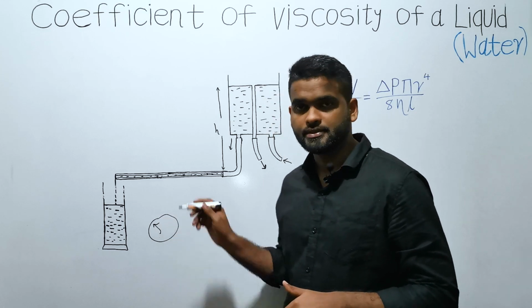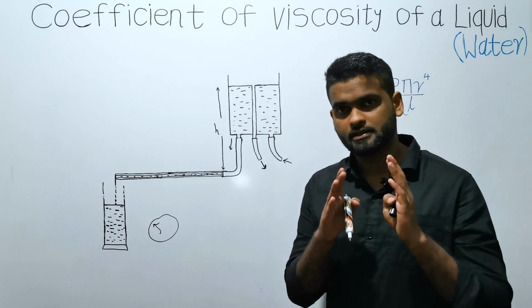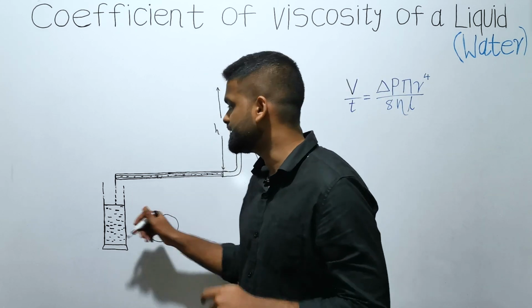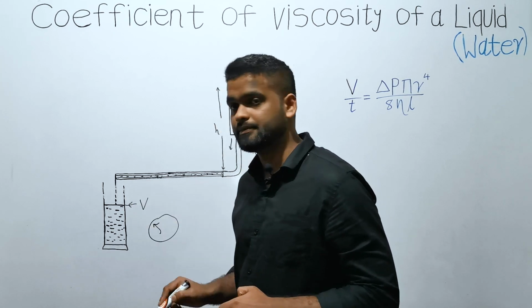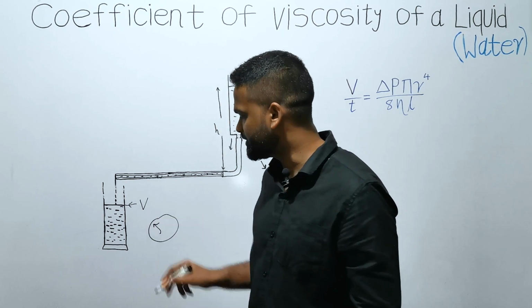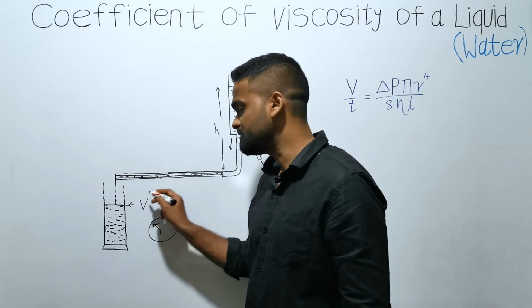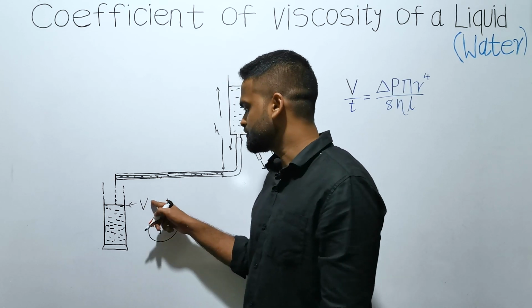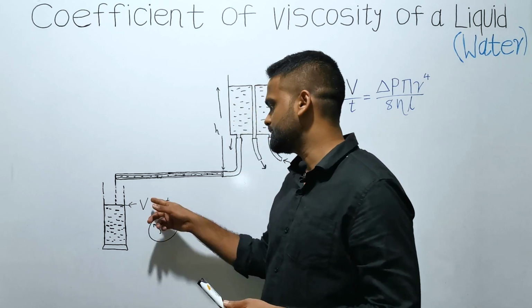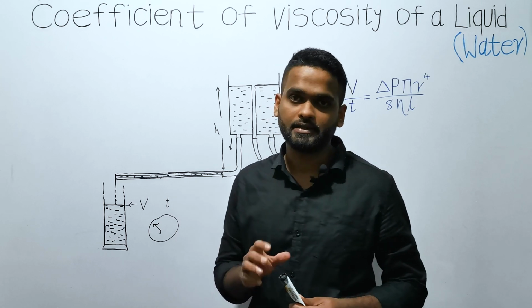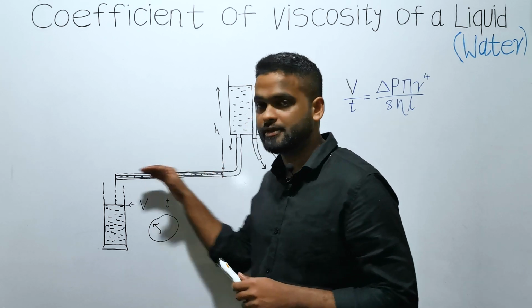Which you can measure using the stop clock. So once that is filled for about 3 minutes, you have to take the volume reading from here. Now you have a volume reading and a time elapsed. So using these two, we can find the volume flow rate. Once you divide volume by time, you can find the volume flow rate of the liquid through the capillary tube.